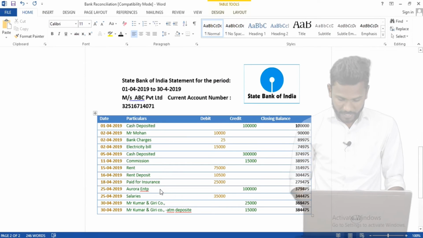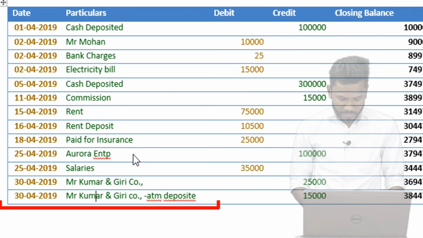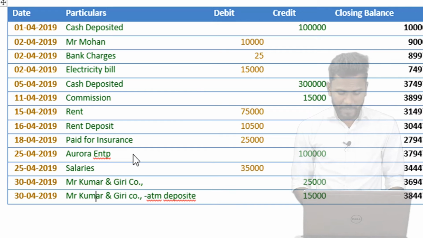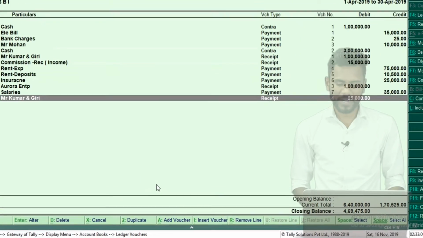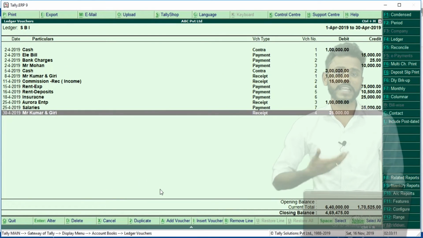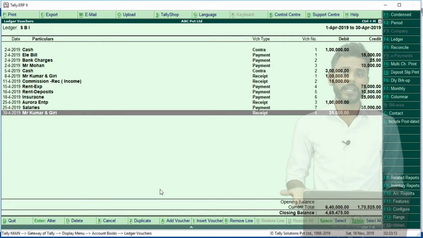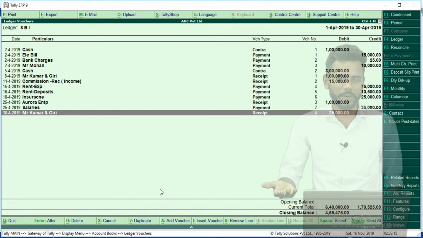Yes, and next the banker also recorded Mr. Kumar and Giri's ATM deposit of rupees 15,000. Yes, Mr. Kumar and Giri directly deposited in the ATM without any proper intimation to us. We don't know. If he had said he is going to deposit the cash in our bank account, then we would have recorded it.